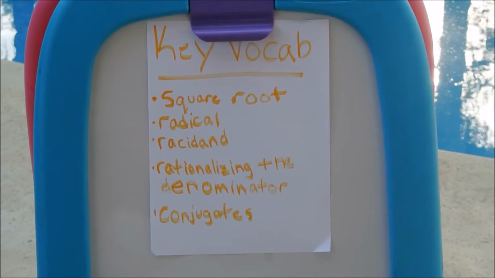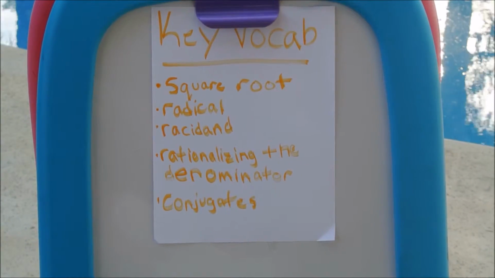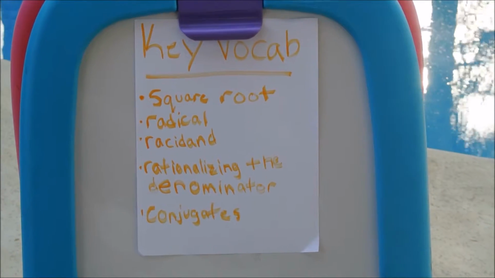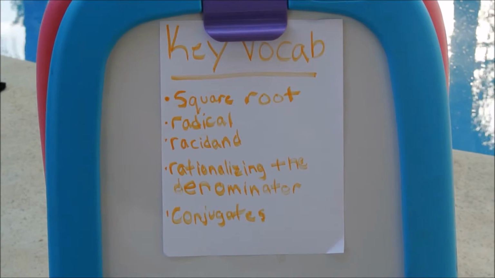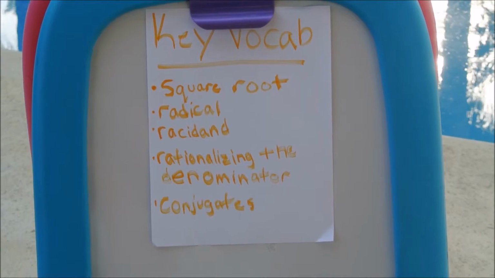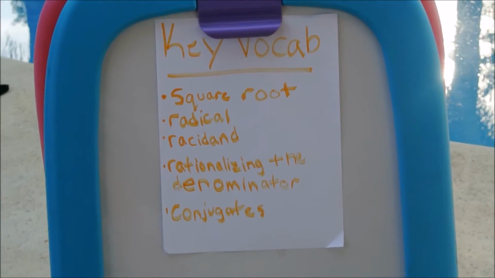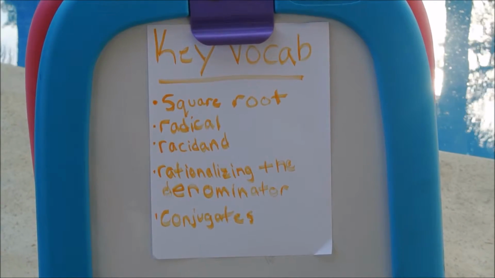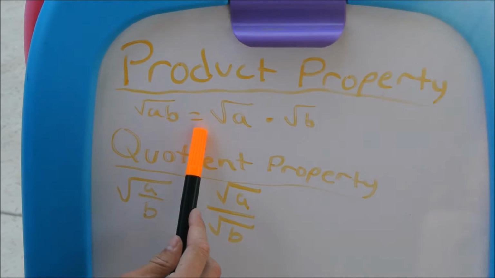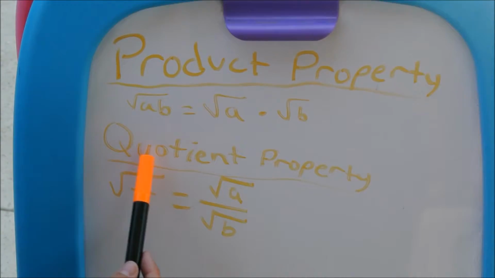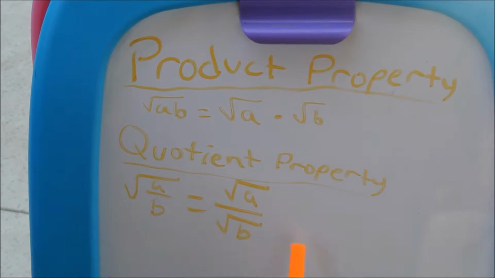Suppose the denominator of a fraction has the form square root of b, a plus square root of b, or a minus square root of b, where a and b are rational numbers. This is called rationalizing the denominator. 5. Conjugates. The expressions a plus square root b and a minus square root b are called conjugates of each other. Their product is always rational. Product property: square root of ab equals square root of a times square root of b. Quotient property: square root of a over b equals square root of a over square root of b.